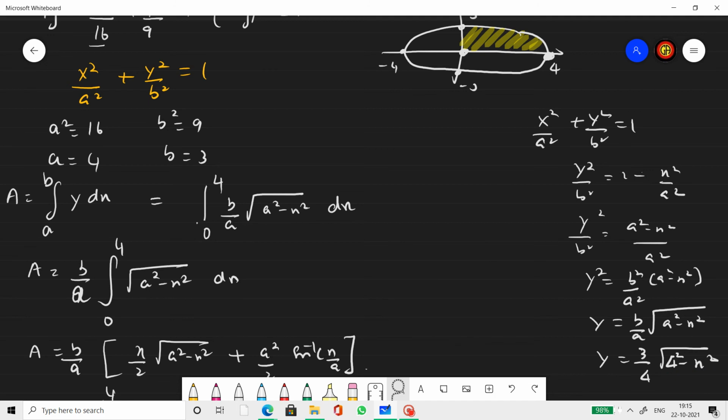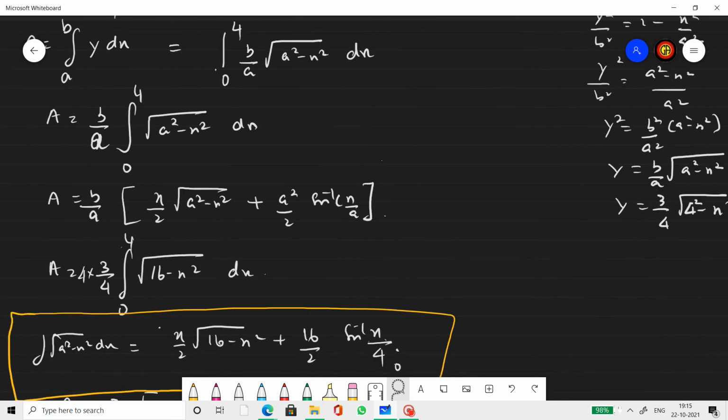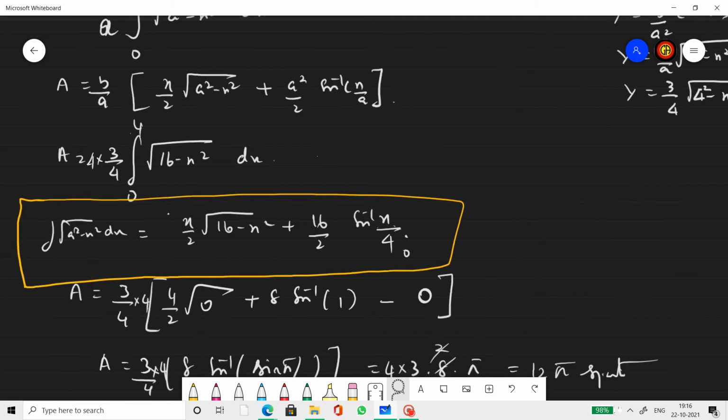So the integration will be 4 into 3 by 4, 0 to 4 root over 16 minus x square. This is what we get. Now root over 16 minus x square is in the form of root over a square minus x square. The formula to integrate root over a square minus x square is over here. So integrate this using this. Wherever there is a, substitute 4. Wherever there is a square, substitute 16. So this way we get the answer like this.